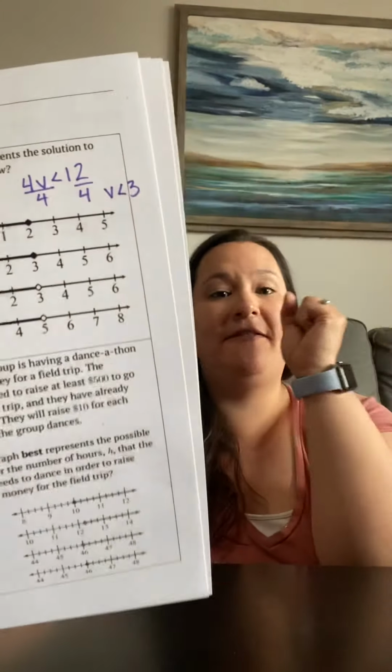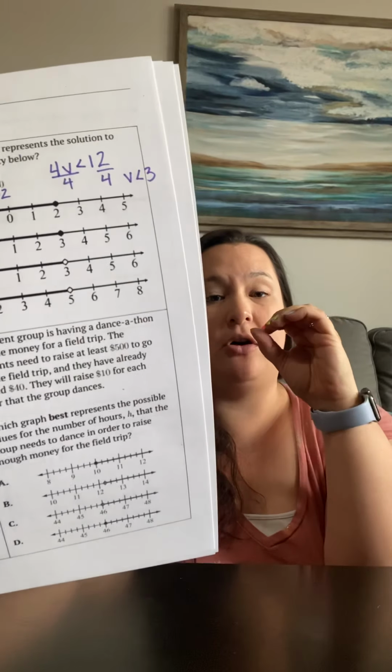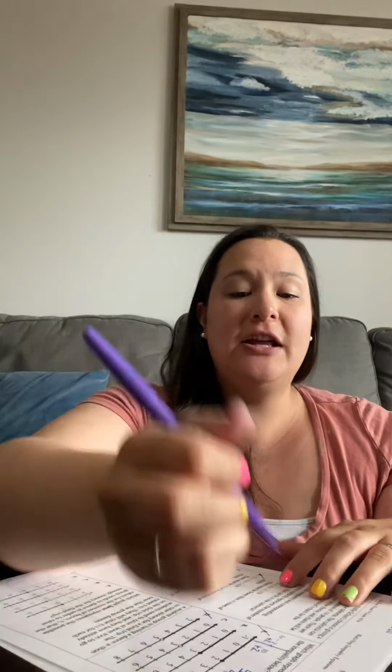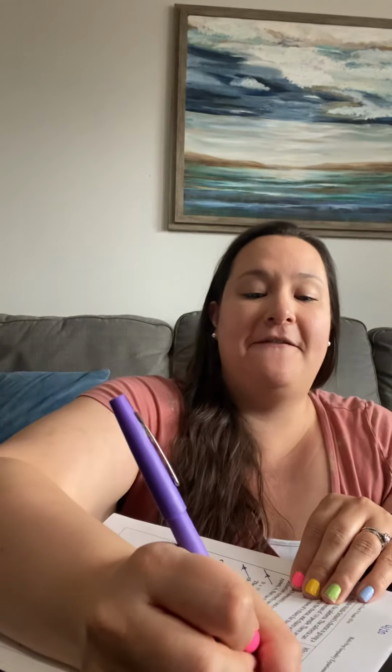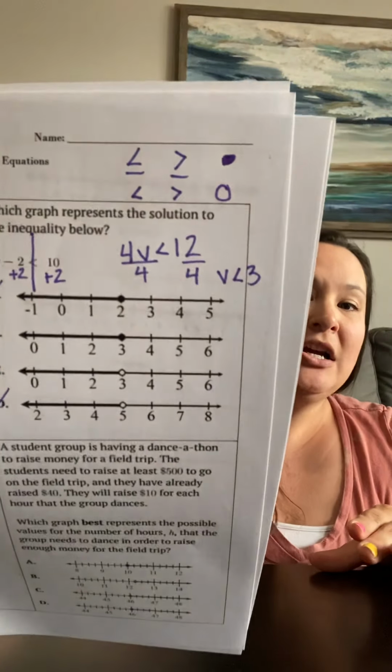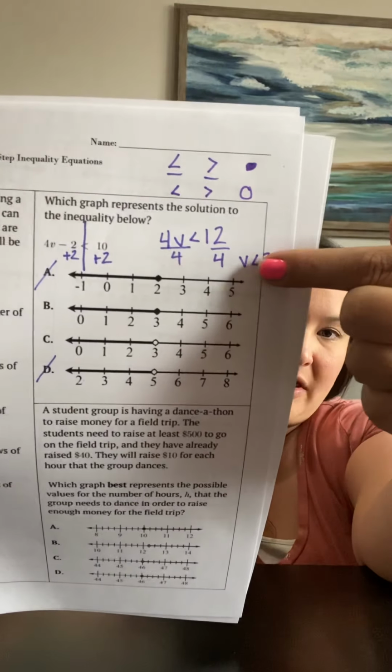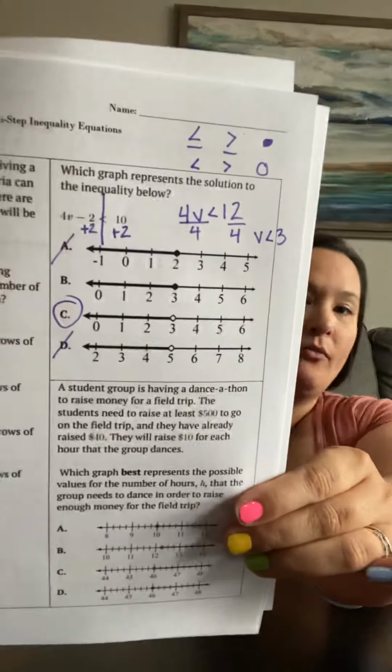Now, I can see the difference between B and C is that one is a filled in circle and one is an open circle. It's going to be a filled in circle if it has a line underneath it, like these signs up here, this less than or greater than sign. That's going to be a filled in circle. Whereas if it's just less than or greater than, it's going to be an open circle. So since our problem right here does not have a line underneath it, I'm going to choose the answer that has an open circle. So I'm going to choose C right there.